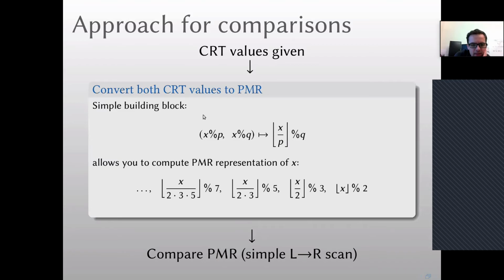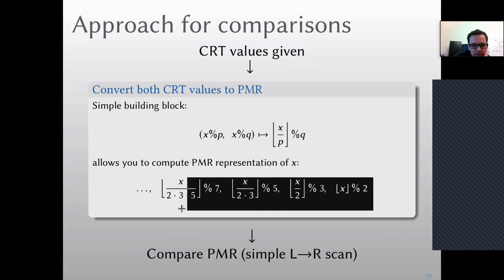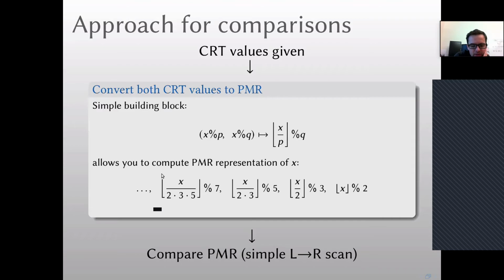It turns out that if you have a way of converting x mod p and x mod q into this expression, the floor of x divided by p mod q, then you can eventually get the number into this mixed radix representation. By doing this many times in the right order, you can get values of this form. Okay, so that's our roadmap to do comparisons, right? The big picture is that we want to compare two integers that are represented in this Chinese remainder residue number system.